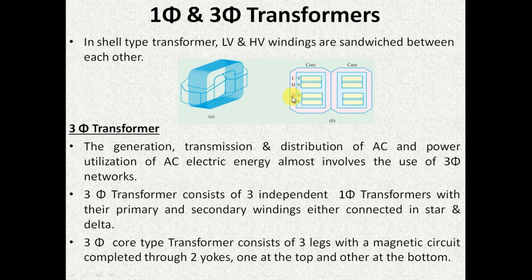Based on the supply, the transformers are classified into single phase and three phase transformers. So far we have seen the classification of single phase transformer. Constructionally they are classified into two, that is core type transformer and shell type transformer. Next we are going to see the three phase transformer. Basically the generation, transmission and distribution of AC power and their utilization almost takes place in three phase. Hence, the three-phase transformer plays a major role in three-phase networks.